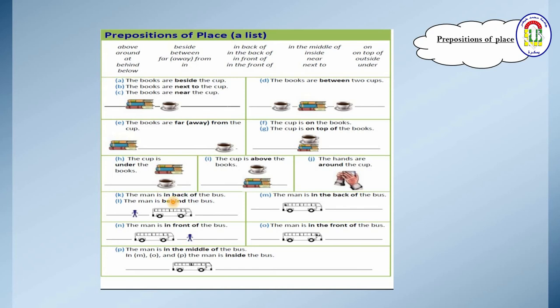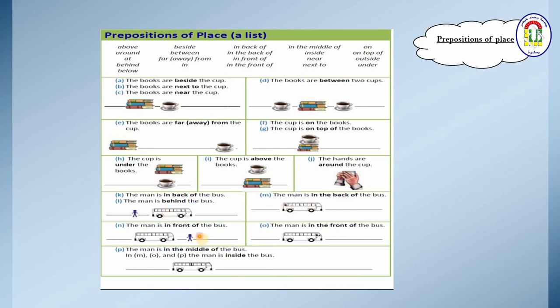Let's move now to the bus. The man is in back of the bus. He is here, outside. Or he is behind. Yet here, the man is in the back of the bus. In the back. He is inside. Here he is. Can you see him? Yeah, here he is. He's inside. In the back of the bus.